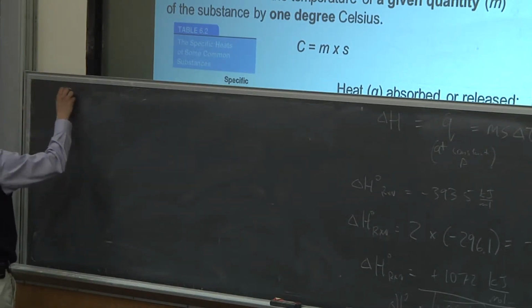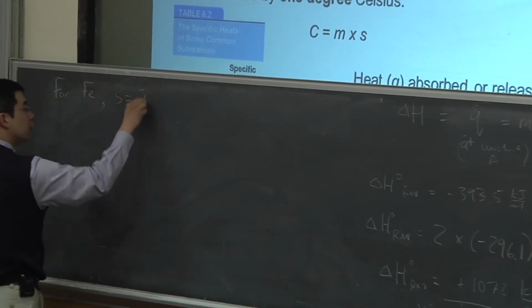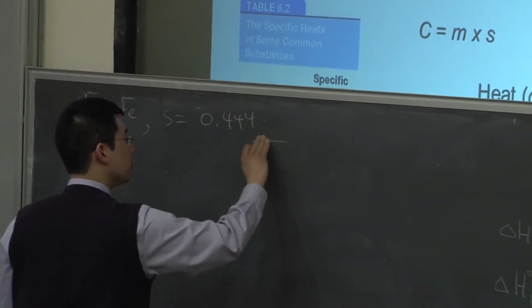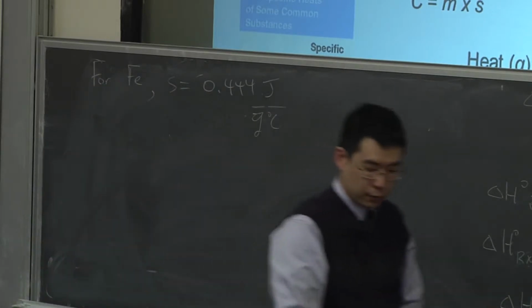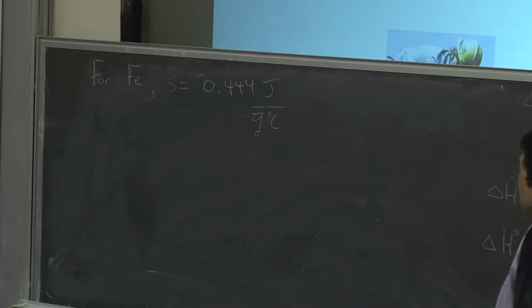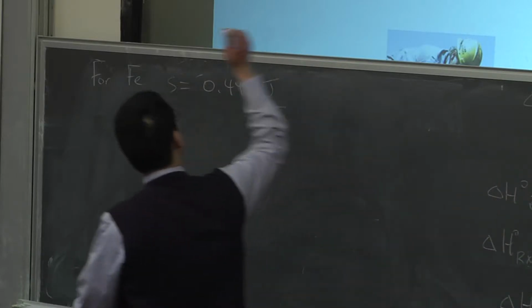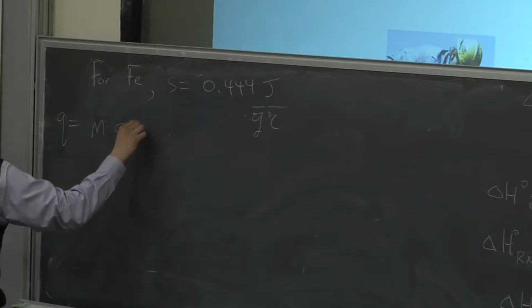So S for iron metal equals 0.444 joules per gram degree Celsius. You may find it in some places as joules per gram times Kelvin, because they're essentially the same thing. How are we going to do this? So Q equals M times S times delta T.